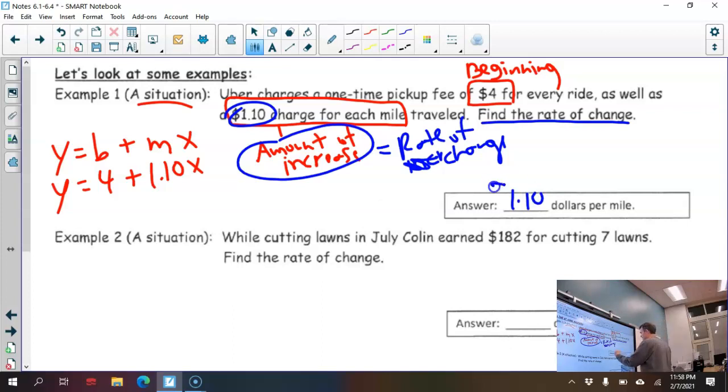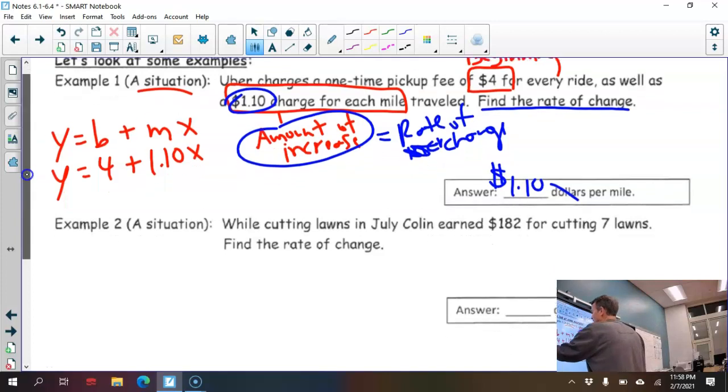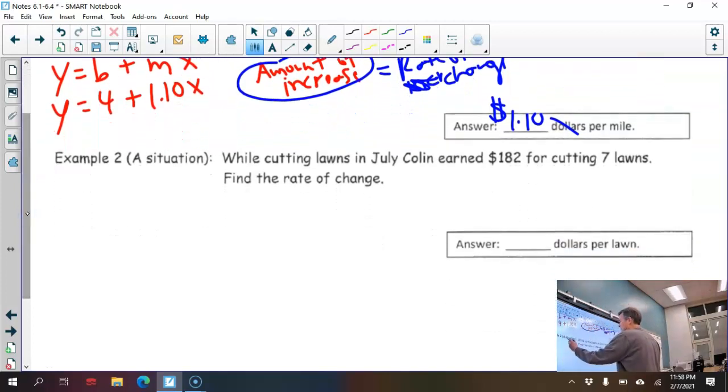$1.10 per mile. Or probably better if it's written that way. $1.10 per mile. That is the rate of change. Here is a basic situation like we saw at the top. While cutting lawns in July, Colin earned $182 for cutting 7 lawns. Find the rate of change.